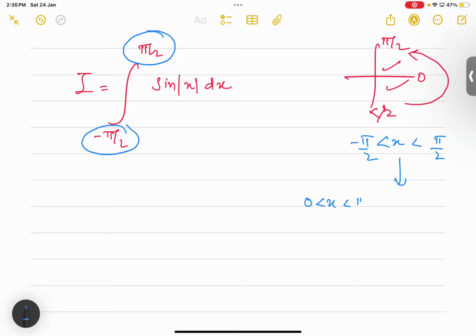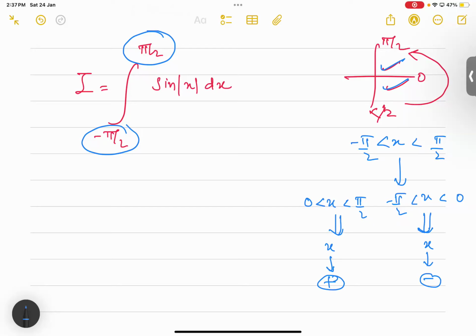X lies between 0 to pi by 2. This is the first interval, the first quadrant. And x lies between minus pi by 2 to 0, the fourth quadrant. So here what are the values of x? X is positive. And here what are the values of x? Negative. Did you understand?